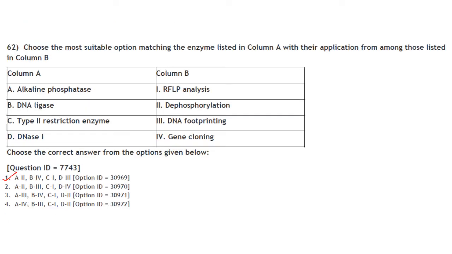Then choose the most suitable option matching the enzyme listed in column A with their application from among those listed in column B. Alkaline phosphatase is for dephosphorylation. DNA ligase is for gene cloning. Type 2 restriction enzyme is for RFLP analysis. And DNase 1 is for DNA footprinting. So the answer is A2, B4, C1, D3. Option 1.